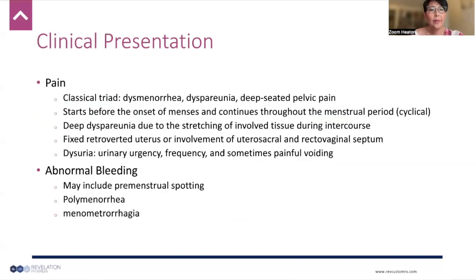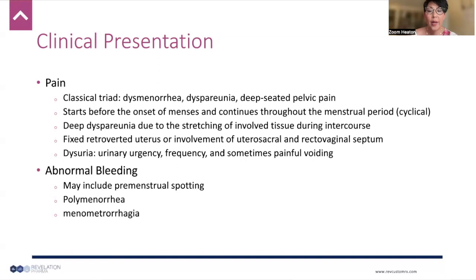So with pain, the clinical presentation is the classical triad, which is dysmenorrhea, dyspareunia, and deep-seated pelvic pain. It starts before the onset of menses and continues through the menstrual period. It is cyclical. The deep dyspareunia is due to the stretching of the tissues that are involved during intercourse. There's also fixed retroverted uterus or involvement of the uterosacral and rectovaginal septum. And of course, there's dysuria.